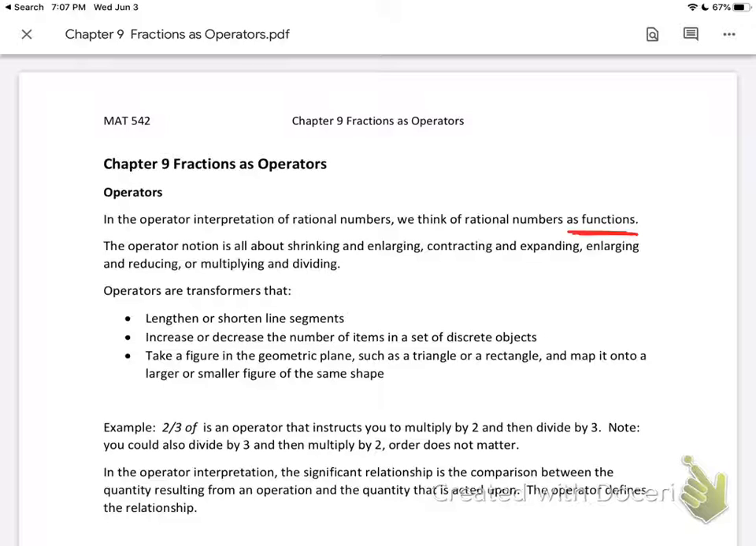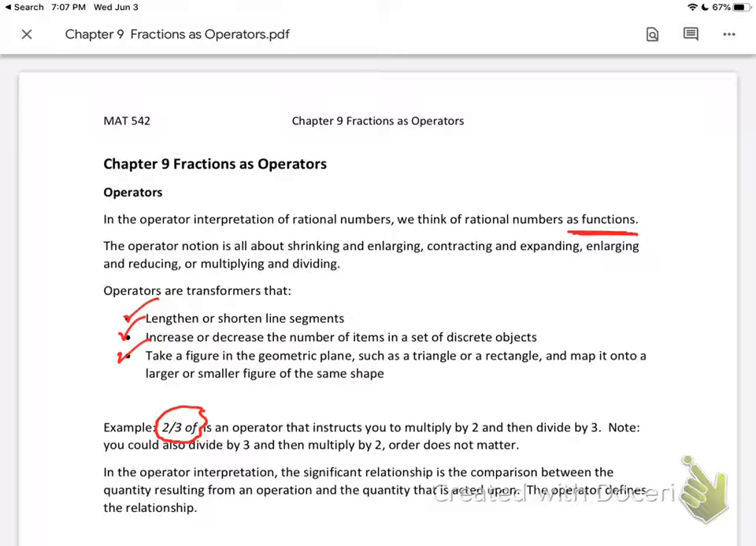So operators are transformers that either lengthen or shorten line segments, increase or decrease the number of items in a set of discrete objects, or take a figure in the geometric plane, such as a triangle or a rectangle, and map it onto larger or smaller figures of the same shape. Okay, an example. 2/3 of, so that's an expression, is an operator that instructs you to multiply by 2 and then divide by 3. Note, the order does not matter, so you could also have divided by 3 and multiplied by 2.